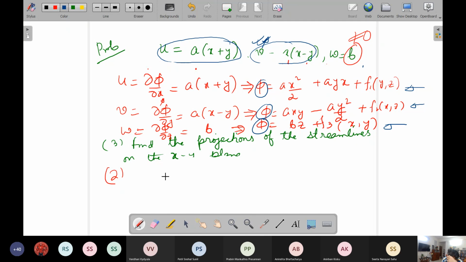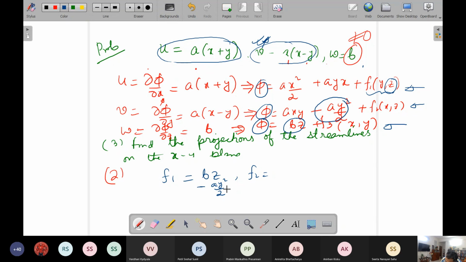So F1, if you just compare, so this contains Z. So the only thing that contains Z is this one, Bz. F2, this. So F1 contains only a function of Y and Z. So here there is one term more. I have missed it. It is minus ay square by 2. So this is a function of Y and Z. Right?